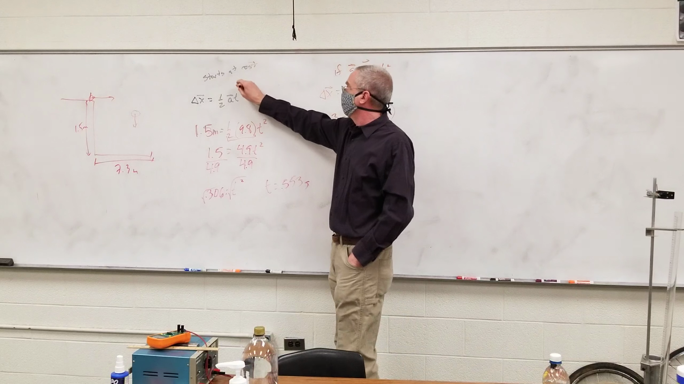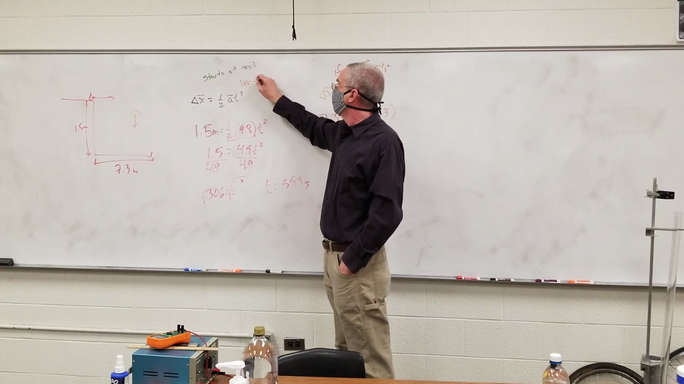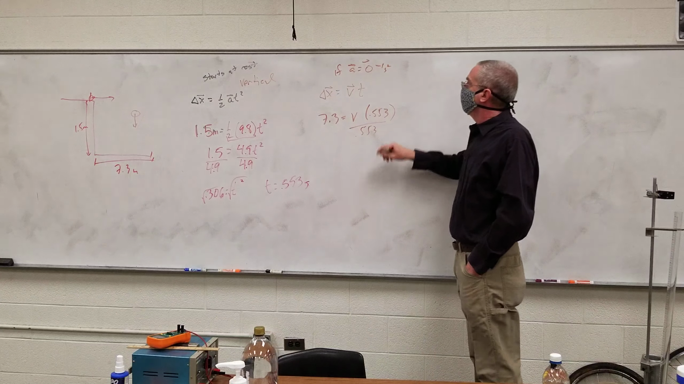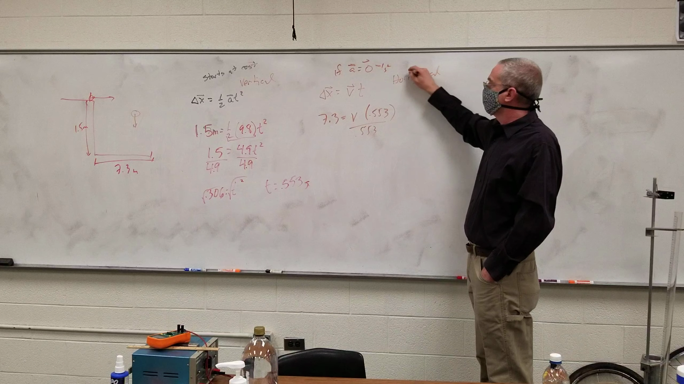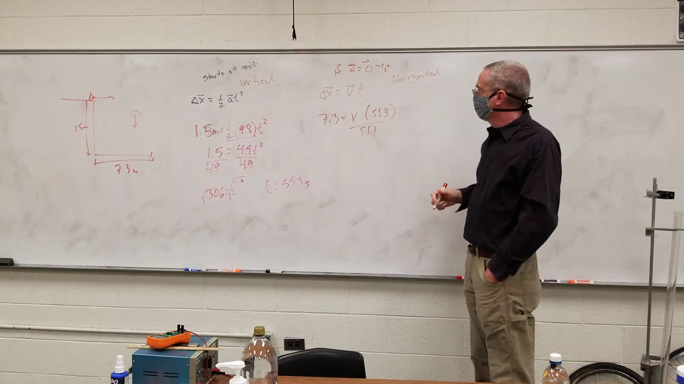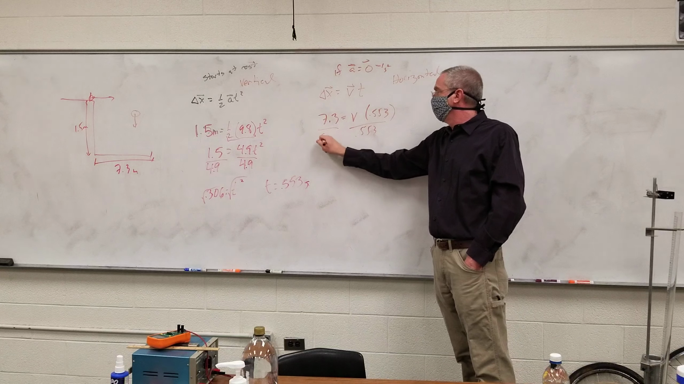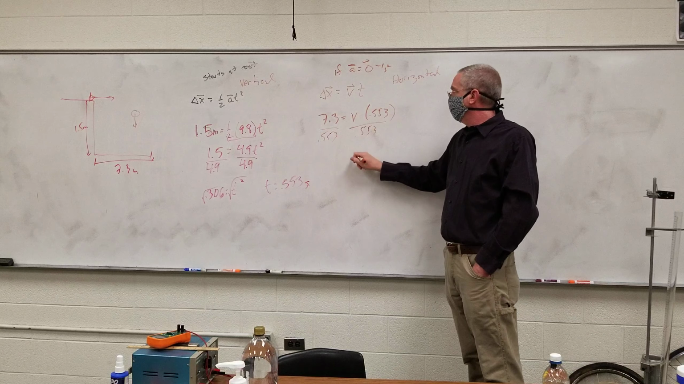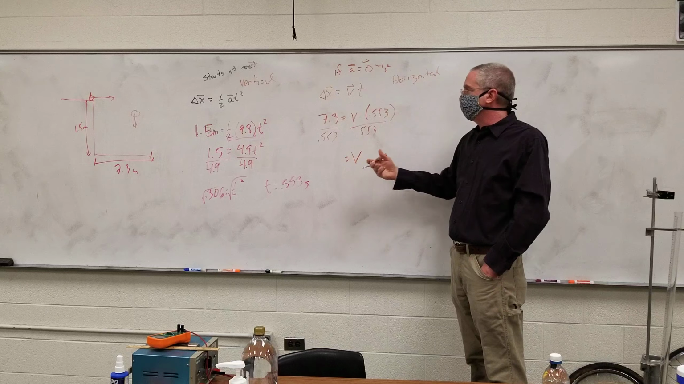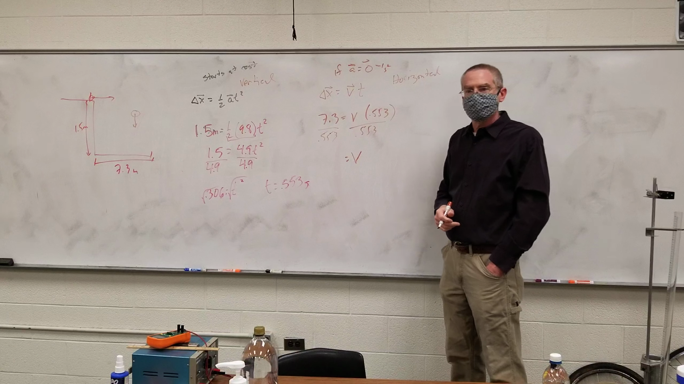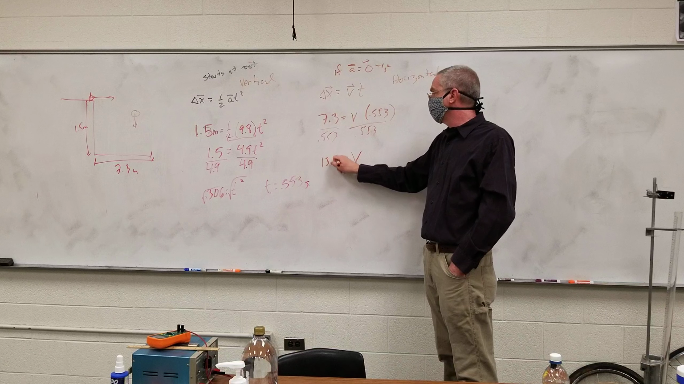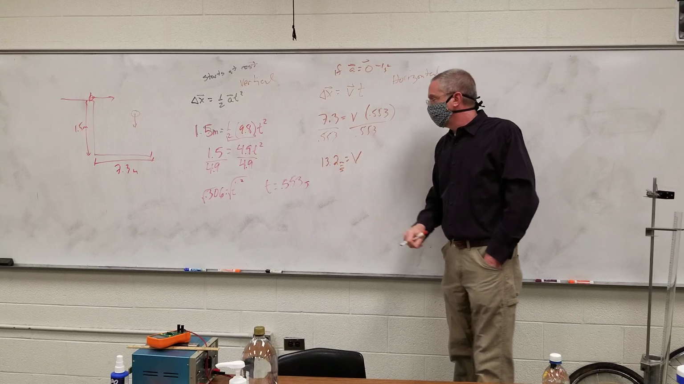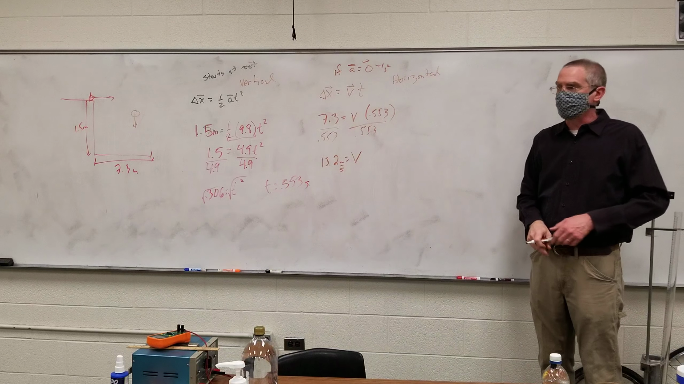And so this is the vertical equation here, and this is the horizontal equation here. And so the speed ends up being somewhere around 14 meters a second. 13.2. 13.2, right? Which is about 30 miles an hour.